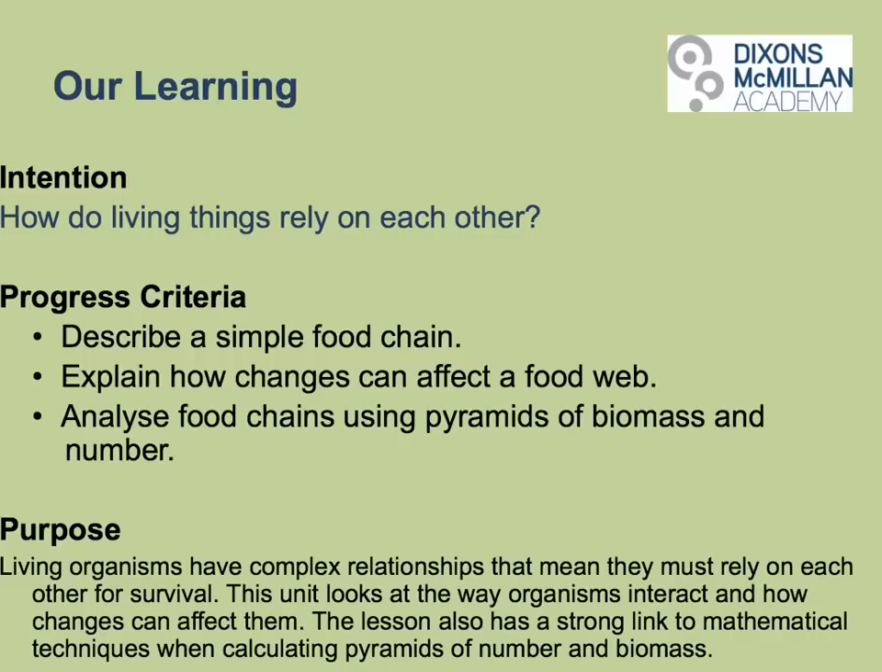So, if you remember, we were looking at how living things rely on each other. We've hopefully described a simple food chain. You've looked at how changes can affect a food web, and you've done an example of that for yourself, talking about how the warthog has affected the rest of the food chain. And then you've analysed the food chains using pyramids of biomass and the pyramid of number. Hopefully you've managed to draw those. If you struggled with this last part, it's totally acceptable. I understand that might happen. You just need to make sure that you come and see me when you get back into the lessons.